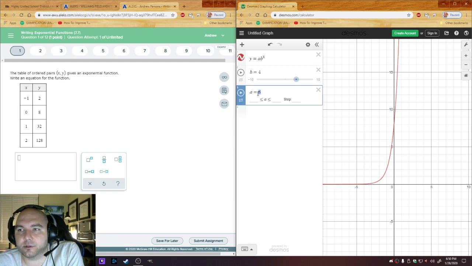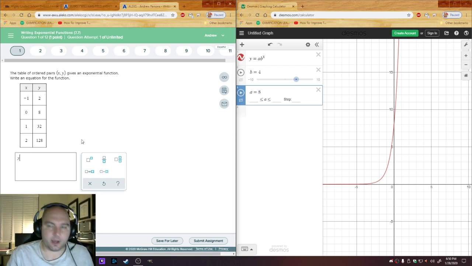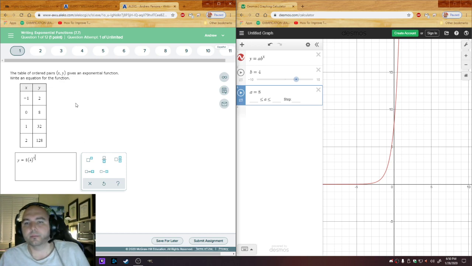The a value is the y-intercept, which is (0, 8), so I put 8, and the y pattern is multiplying by 4. So when I put it all together, I write y equals 8 times 4 to the x.